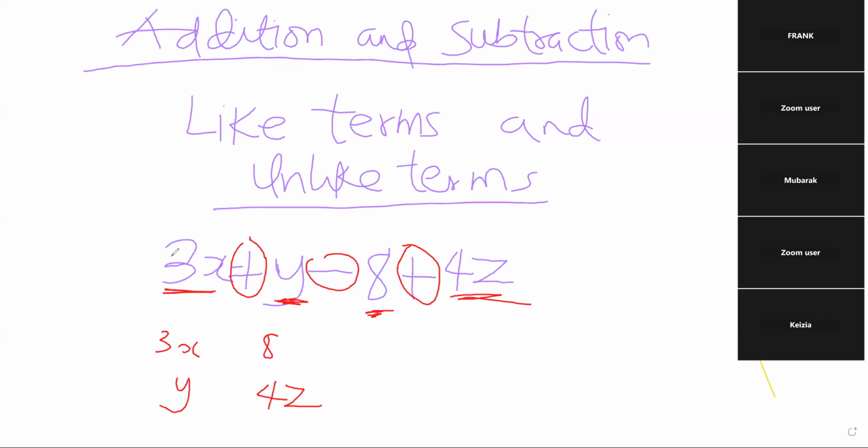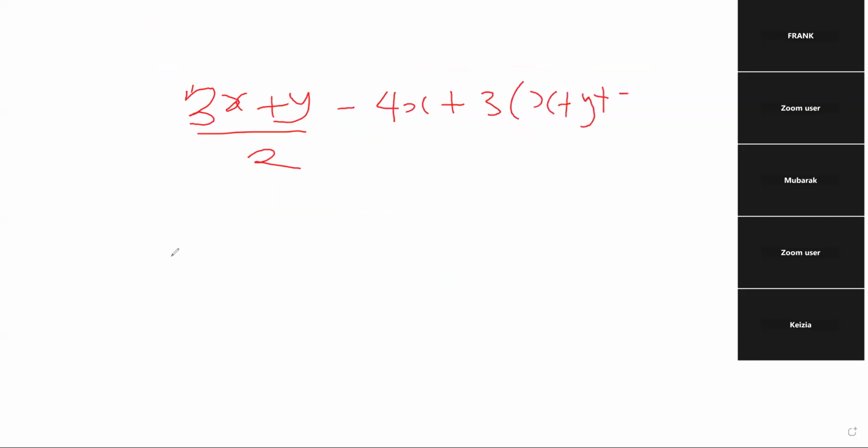So let's take another example. If I have 3x plus y all over 2 minus 4x plus 3 into bracket x plus y plus z.